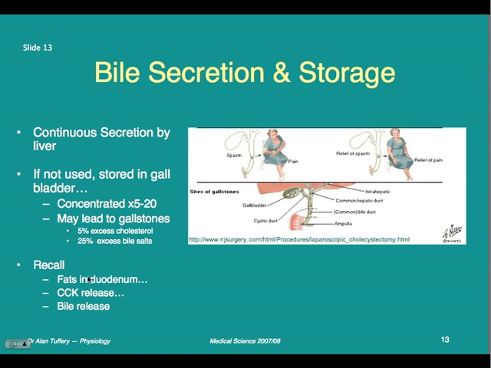So recall that fat's in the duodenum, and that's the mechanism of release. So when you see bile, link all the bits together. Reinforce your knowledge by doing all of that. So bile concentration in the gallbladder may lead to gallstones, may cause problems.